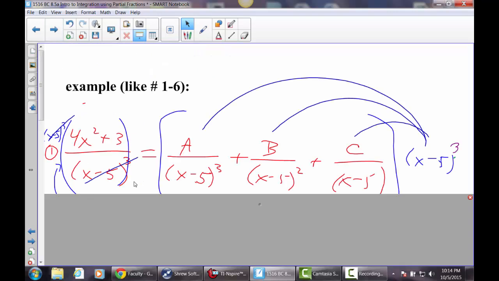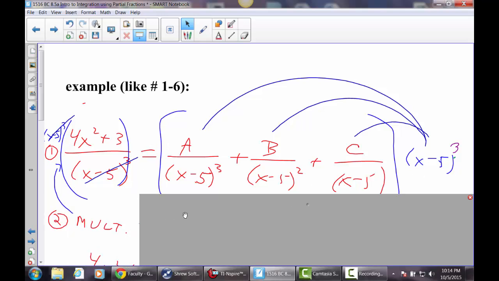All right, so here's another example. If the original denominator was x minus 5 cubed, you'd need one fraction with an x minus 5 cubed, one fraction with an x minus 5 squared, and one fraction with an x minus 5. So I'll call those numerators a, b, c. You're then going to take this equation, multiply both sides by the LCD, which is x minus 5 cubed.